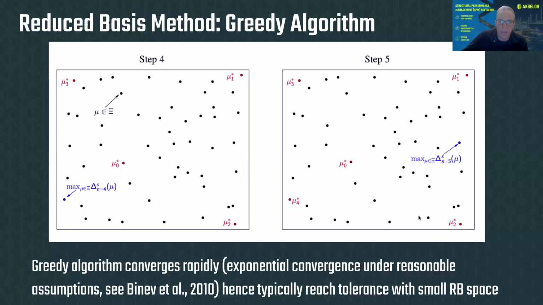And we do the same loop over all the points again, because the error indicators are updated based on the new basis. And you find now that the new largest point is here, so you pick that one. And the idea is, if you try this in practice, you find very, very quick convergence. In particular, the greedy algorithm converges rapidly. There have been papers that show it has exponential convergence under reasonable assumptions. So you typically reach the tolerance you're interested in with a small reduced basis space.